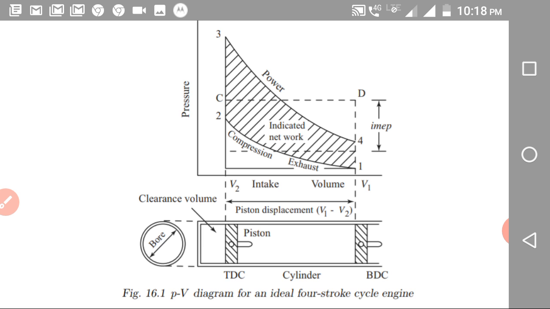In today's lecture we have calculated the indicated power with the help of the indicator diagram. Again we have to understand and discuss how we can calculate it with the help of the Morse test and motoring test, which we are going to do in the next lecture.